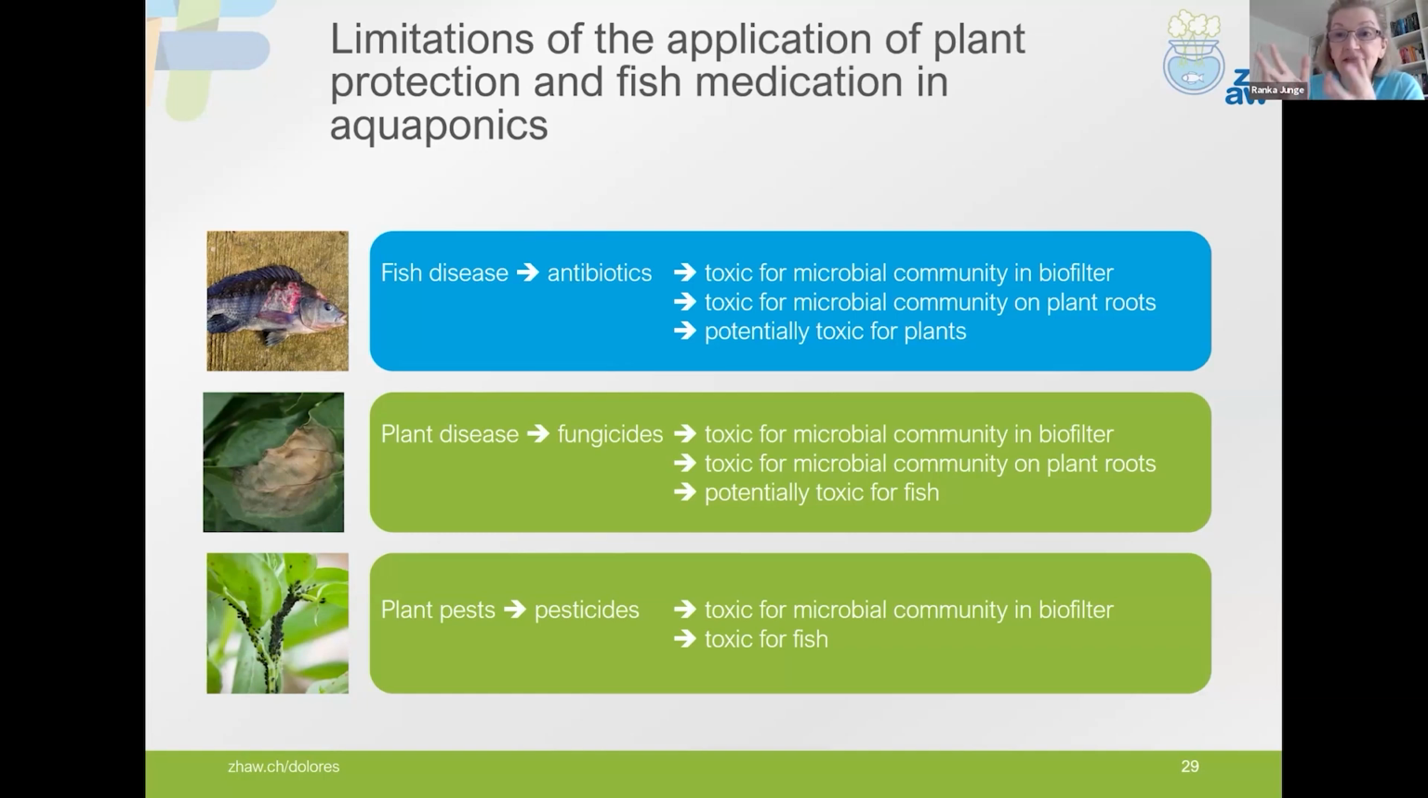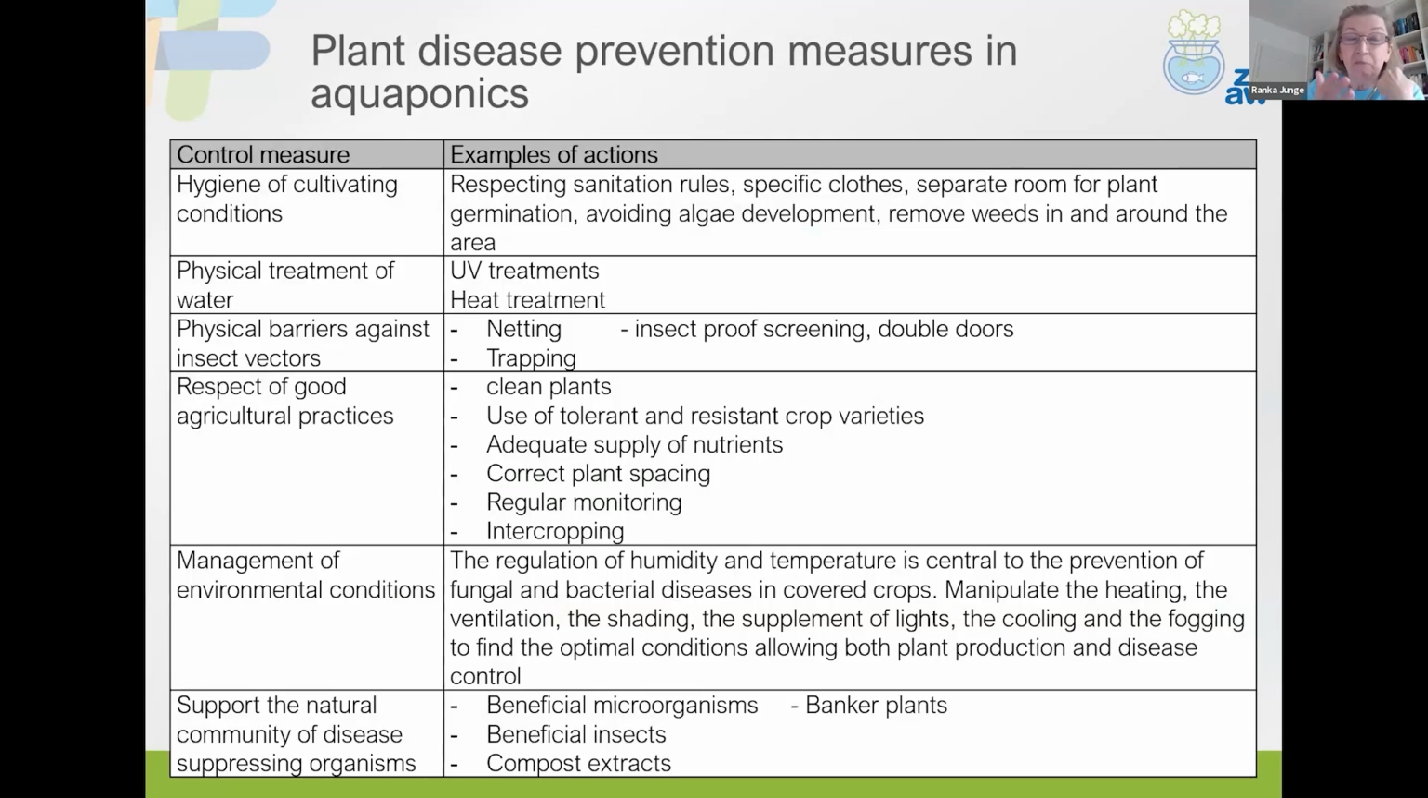So this toxicity, that using one wrong product on one side also kills the other side, is a big problem in connected systems, in recirculating systems, and it has to be avoided at all costs. So the plant disease prevention measures in aquaponics are very important again, like in IPM. This table is just, once again, an iteration of why this is important, and it's actually a summary of everything we have talked about now. It's the same as IPM with additional respect for fish toxicity.